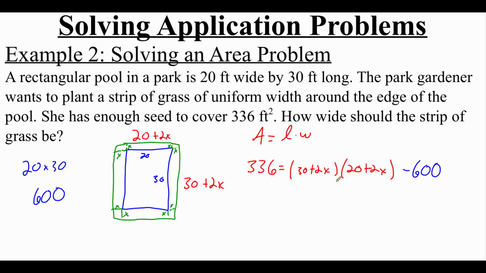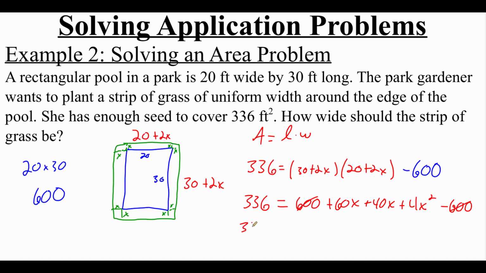Now I'm going to go ahead and FOIL out that stuff inside of parentheses. So we have our 336 equals, now 30 times 20 is 600. If I take 30 times 2x, that's going to be plus 60x. And if I take 2x times 20, that's going to be plus 40x. And then 2x times 2x is going to be plus 4x squared. But then we have this minus 600 accounting for subtracting off the area of the surface of the pool. Now with this positive 600 and this negative 600, those are going to cancel each other out.